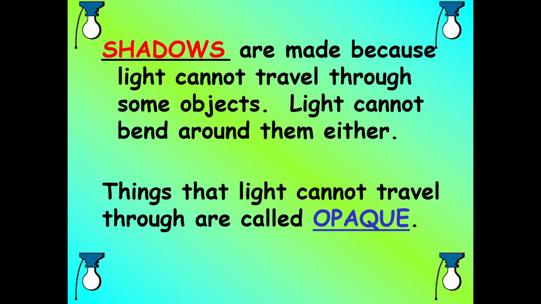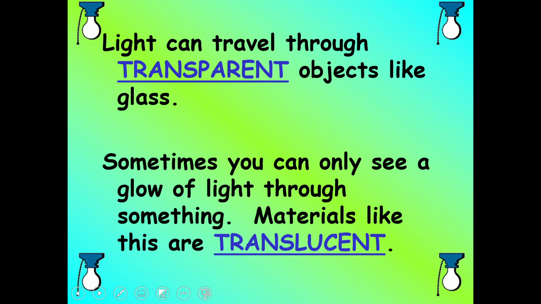So the last little bit to know, I talked about this at the beginning, about different objects allowing different amounts of light through. Shadows, remember, are created when an object doesn't let any light through it. So these objects are called opaque objects. No light is able to get through these objects. The other 2 words that we need to know are transparent and translucent.